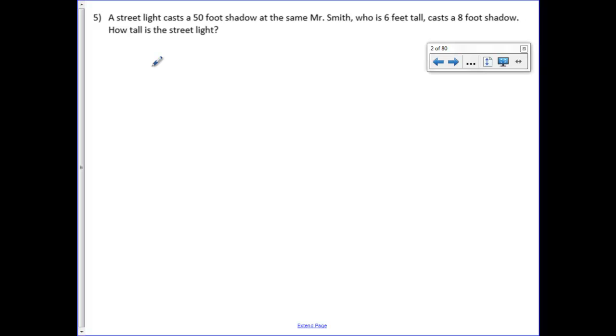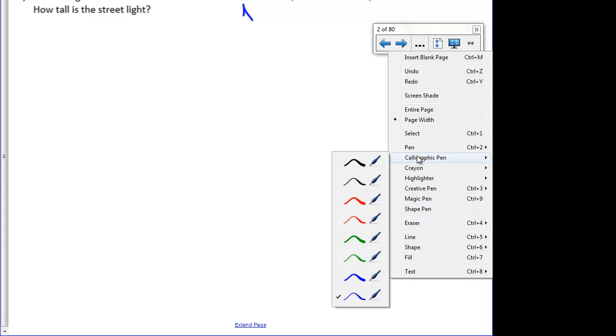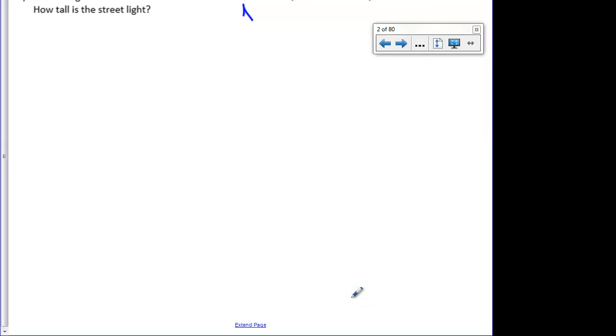Okay, problem number 5. A street light casts a 50-foot shadow. At the same time, Mr. Smith, who is 6 feet tall, casts an 8-foot shadow. So we're going to use a proportion, and you want to use the same quantity over the same quantity. So, for example, you can have height over shadow. What's the height of Mr. Smith? He is 6 feet tall. What is his shadow?